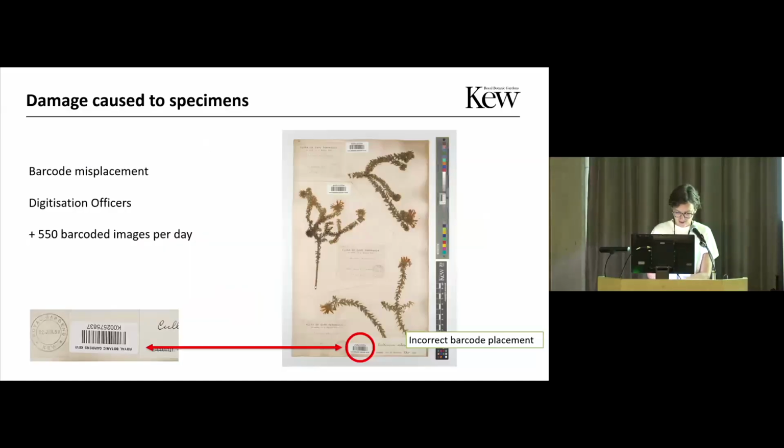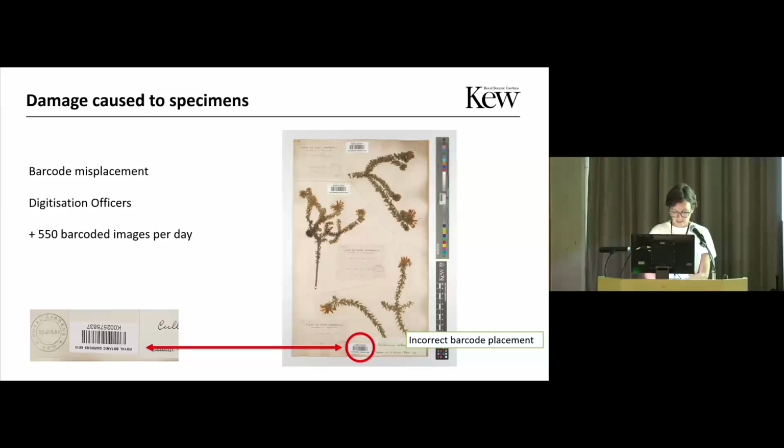One additional issue specific to the digitisation project, or probably many digitisation projects, is barcode misplacement, as demonstrated by this specimen with upside-down barcodes. It seems like an easy task to attach a barcode to a sheet, but the truth is, imaging herbarium specimens is a highly skilled job. At Kew, digitisation officers are extracting, barcoding and photographing over 550 images per day. So some errors are going to be inevitable.